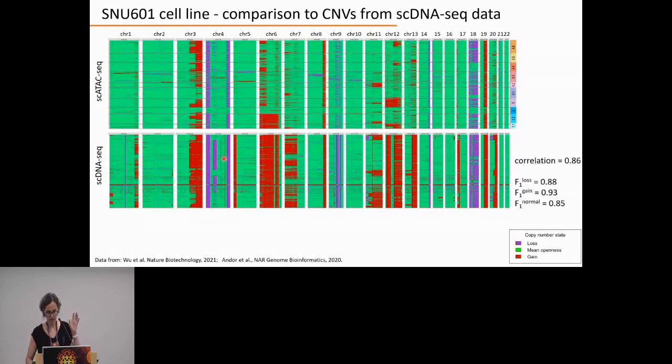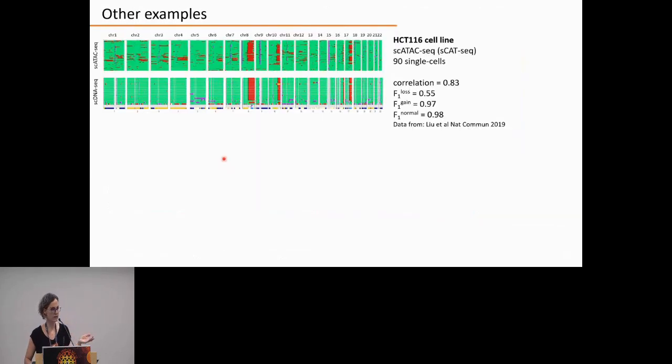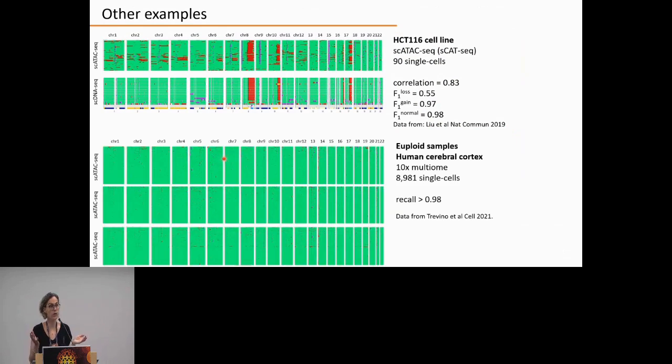We've tested it in many other samples, for example, the HCT116 cell line, for which we also had a single-cell DNA-seq data set. And very importantly, we also tested it for normal, euploid samples, where you're not supposed to observe any copy number variations. This is for human brain, and we are happy because we can say, yes, indeed, if you have a sample without copy number variations, we find a little noise. But definitely you would not look at that and say, oh, I see a copy number variation in whatever chromosome.